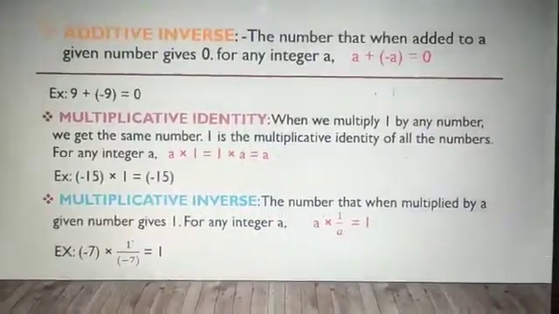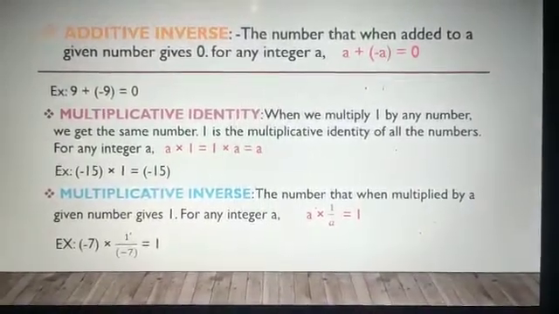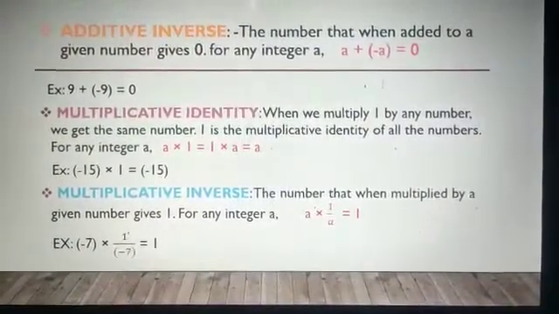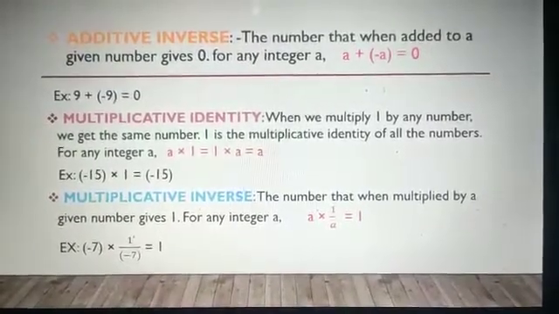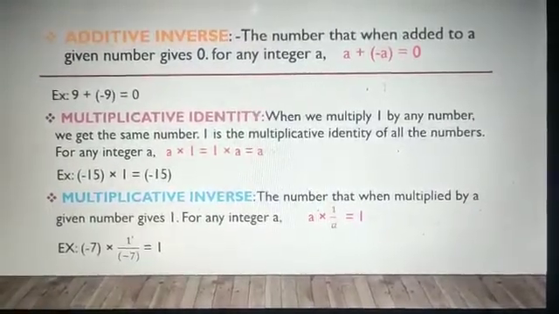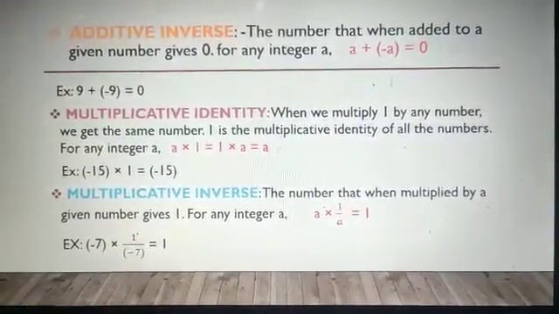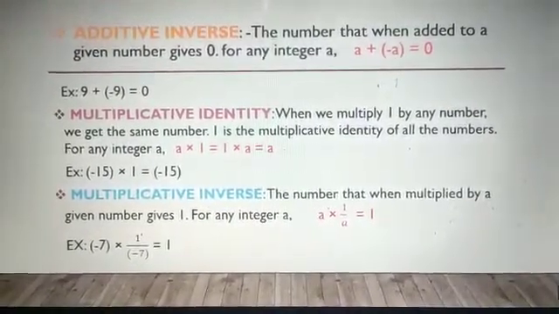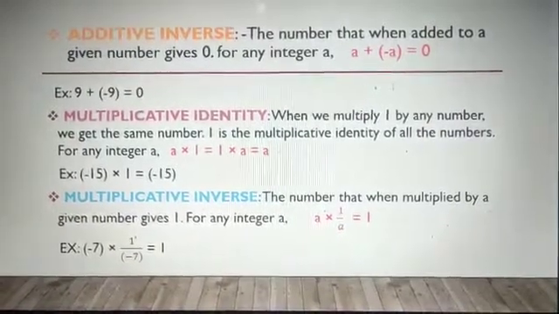Now, additive inverse. The number that when added to a given number gives 0. For any integer a, a plus minus a is equals to 0. Now additive inverse is that number which you will add to the given number and you will get your answer as 0. For example, if I add minus 9 to 9, the answer will be 0. And if we add 7 to minus 7, our answer will be 0. So both 7 and minus 7 are additive inverse of each other.